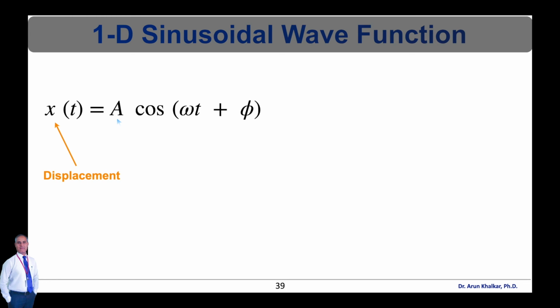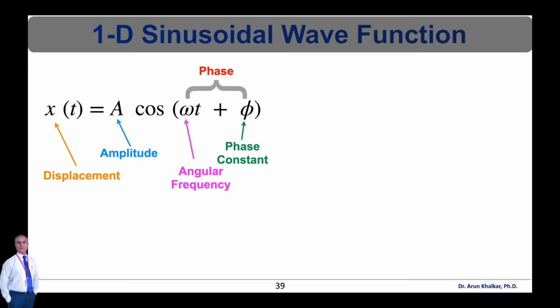So in this equation, x of t is the displacement, capital A is the amplitude, into cos of omega t, where omega is the angular frequency, plus phi, which is the phase constant. So omega t plus phi is nothing but the phase.